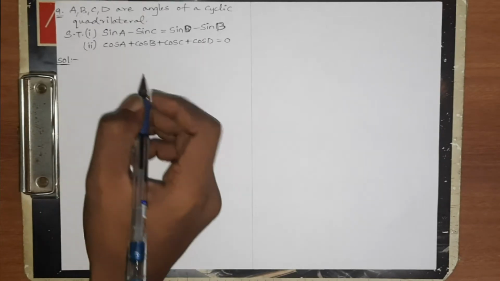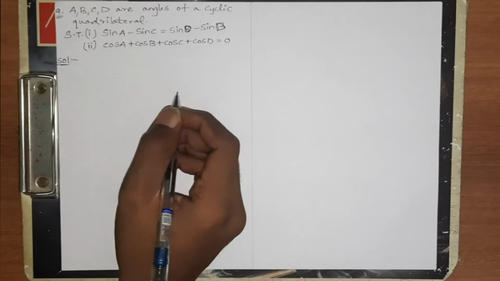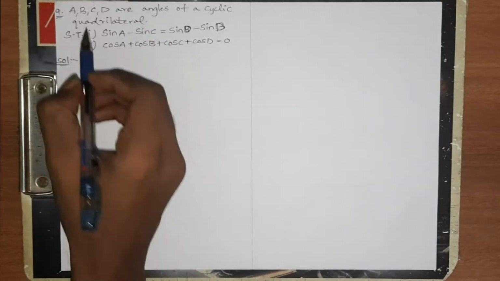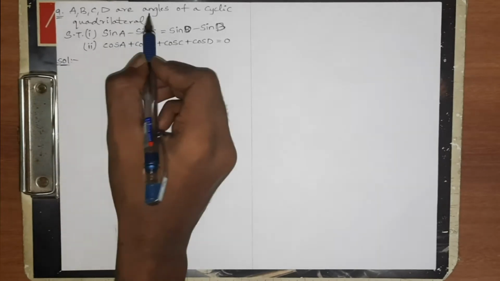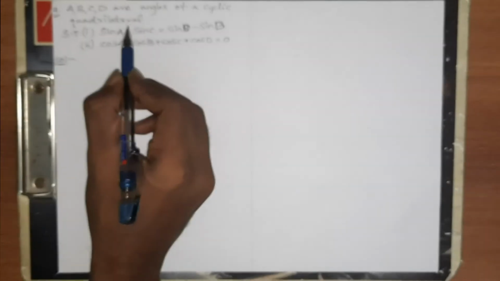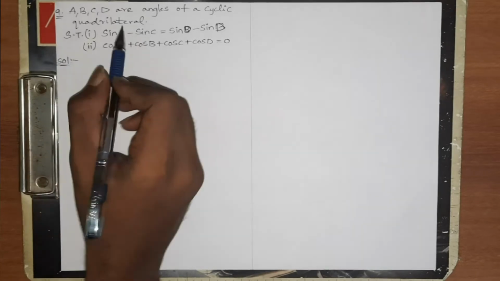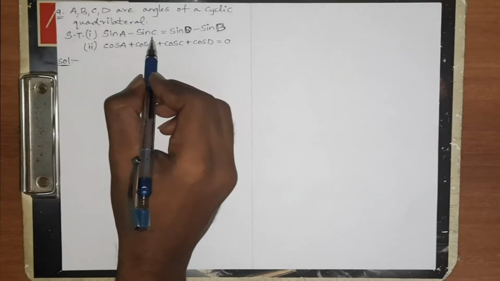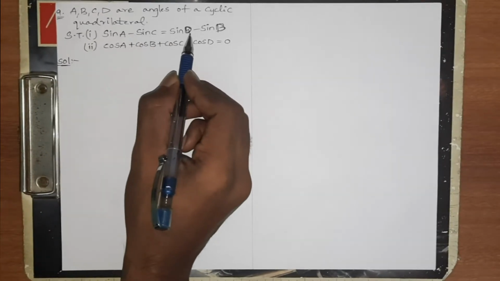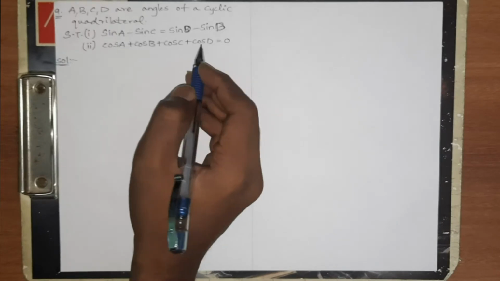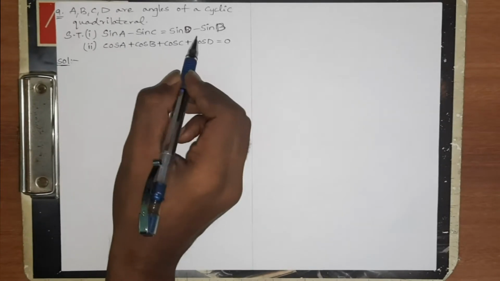Welcome back, students. So let's get into the next question. Given that A, B, C, D are the angles of a cyclic quadrilateral, show that sine A minus sine C is equal to sine B minus sine D. So let's consider this first question.